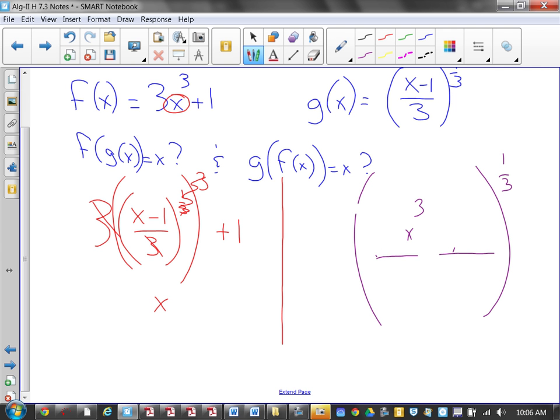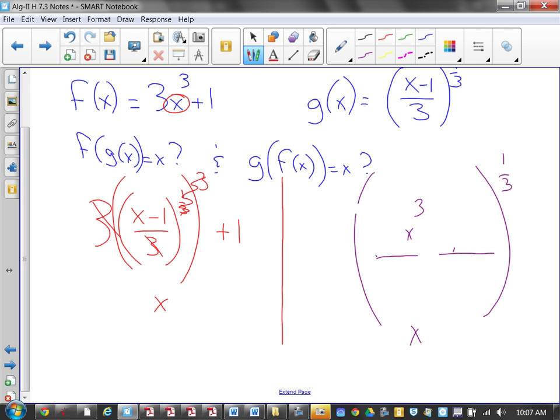Cube root of something cubed is? X. Are they inverses? Pretty fancy. And you get inverses then. Yes. To be honest with you, the actual work of this is not complicated. What happens is that you guys will write something incorrect as you're writing it down.